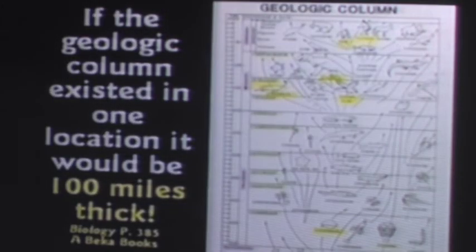The geologic column is the Bible for the evolutionist. It can only be found one place in the world: the textbooks. There's no geologic column, and they know it. This fellow says, if there were a column of sediments, unfortunately, no such column exists. The geologic column is a hoax. Does not exist. It is stupid. Those layers cannot be different ages. If the geologic column were all in one place, it would be 100 miles thick.